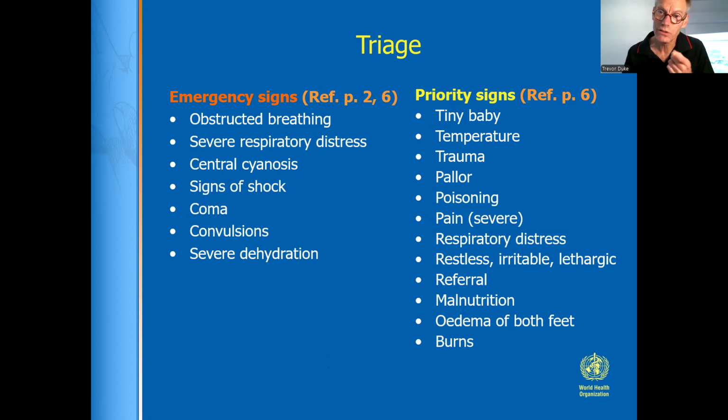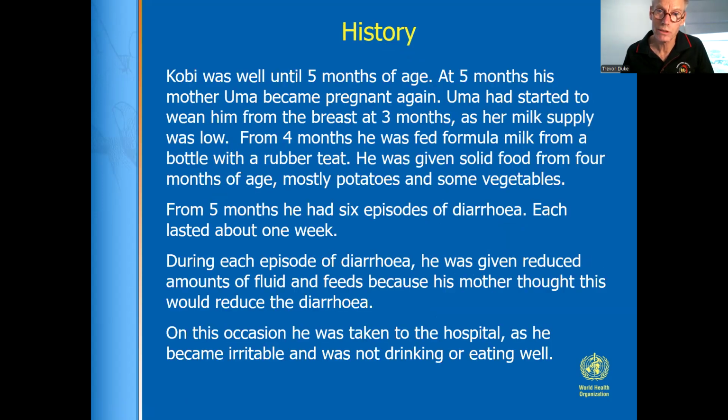have some priority signs. He looks pale. He's got a temperature that's not high, but actually low, isn't it? 34.8 degrees. And he's got evidence of malnutrition. Just to look at him, you can see that he's wasted and malnourished. So even though he doesn't need any urgent emergency treatment, he does need very prompt treatment, and that requires him to be seen immediately, not necessarily to have emergency treatment, but to have prompt assessment.